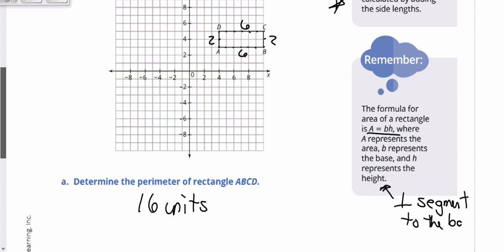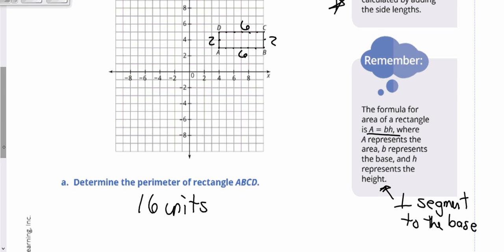Because you'll start dealing with parallelograms, trapezoids, all sorts of shapes that have slanted sides, and those slants are not the height. They're the slant height, but they're not the actual height. So it has to be a perpendicular segment to the base. Luckily here, this segment is perpendicular to that segment, so you can call 6 the base and 2 the height, or you can call 2 the base and 6 the height.